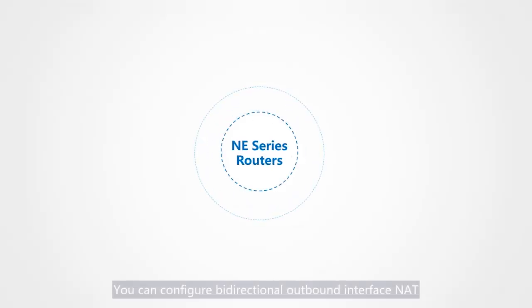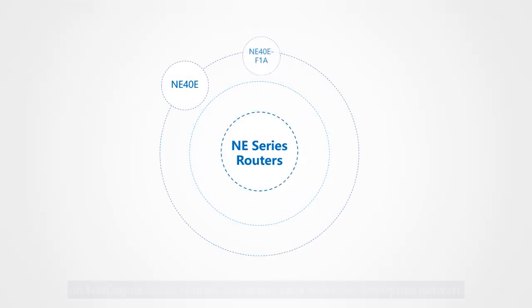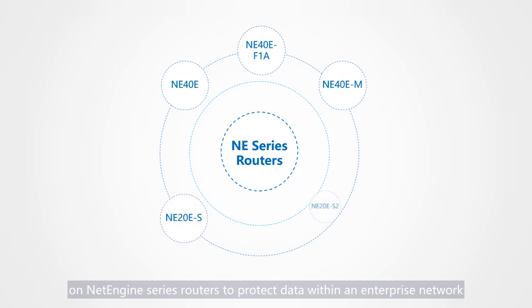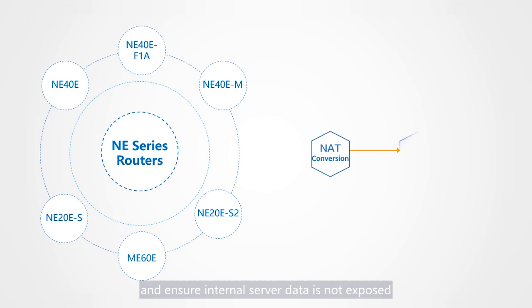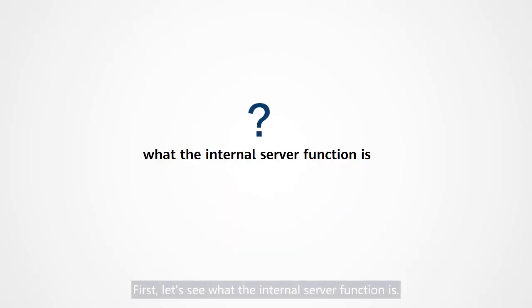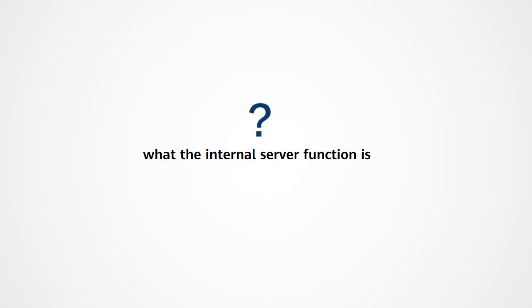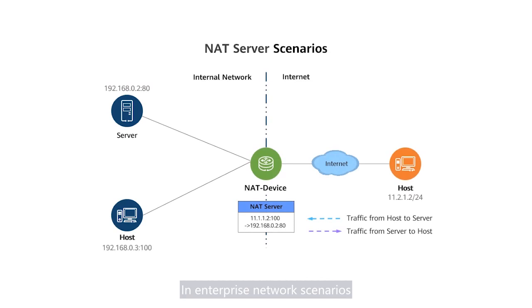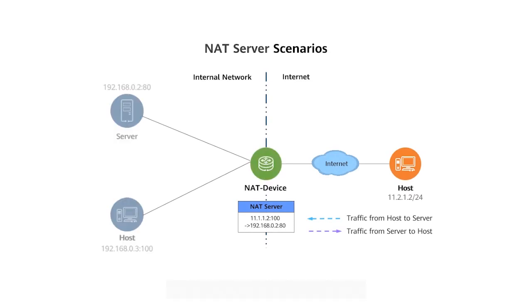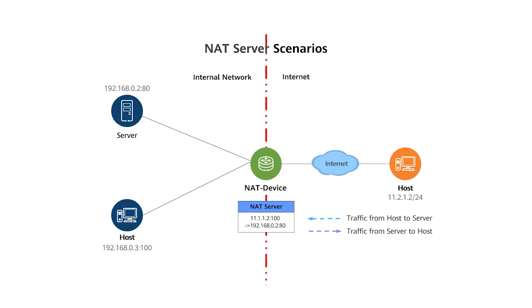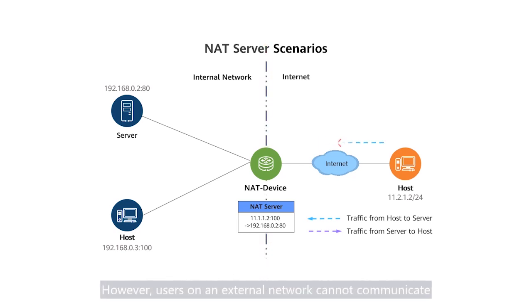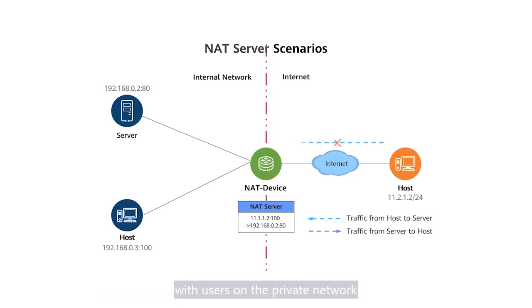You can configure bidirectional outbound interface NAT on NE Engine series routers to protect data within an enterprise network and ensure internal server data is not exposed. First, let's see what the internal server function is. In enterprise network scenarios, you can configure NAT so that users on a private network can access public network services. This hides the structure of the private network as well as devices on the private network. However, users on an external network cannot communicate with users on the private network.